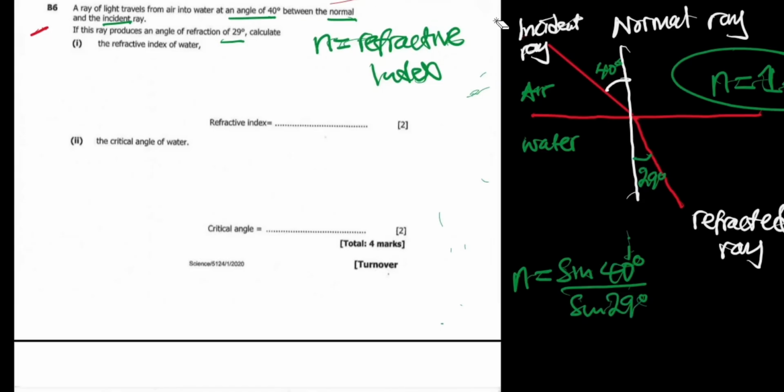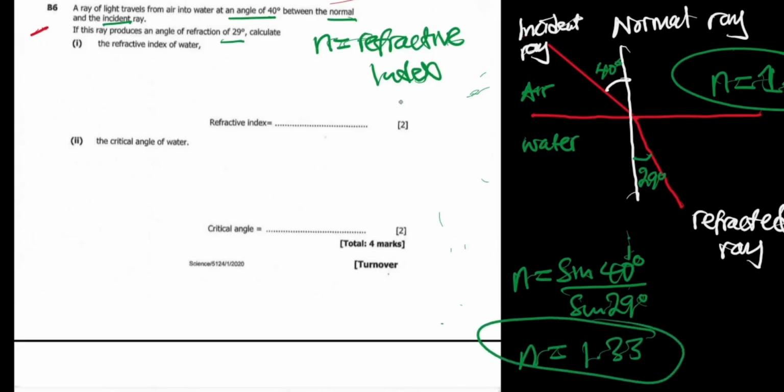And when you solve that one, you're going to discover that the refractive index is going to be sine 40 over sine 29, which is going to be 1.33. So this is the refractive index of water. The refractive index of water is actually 1.33. Now, what about the critical angle?